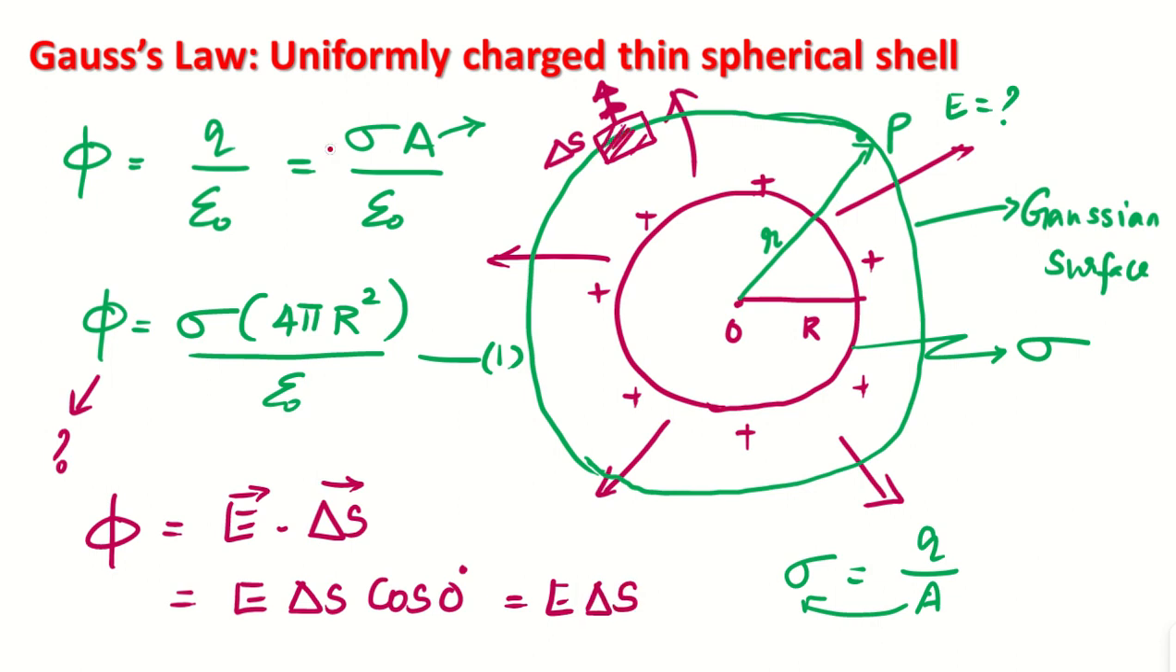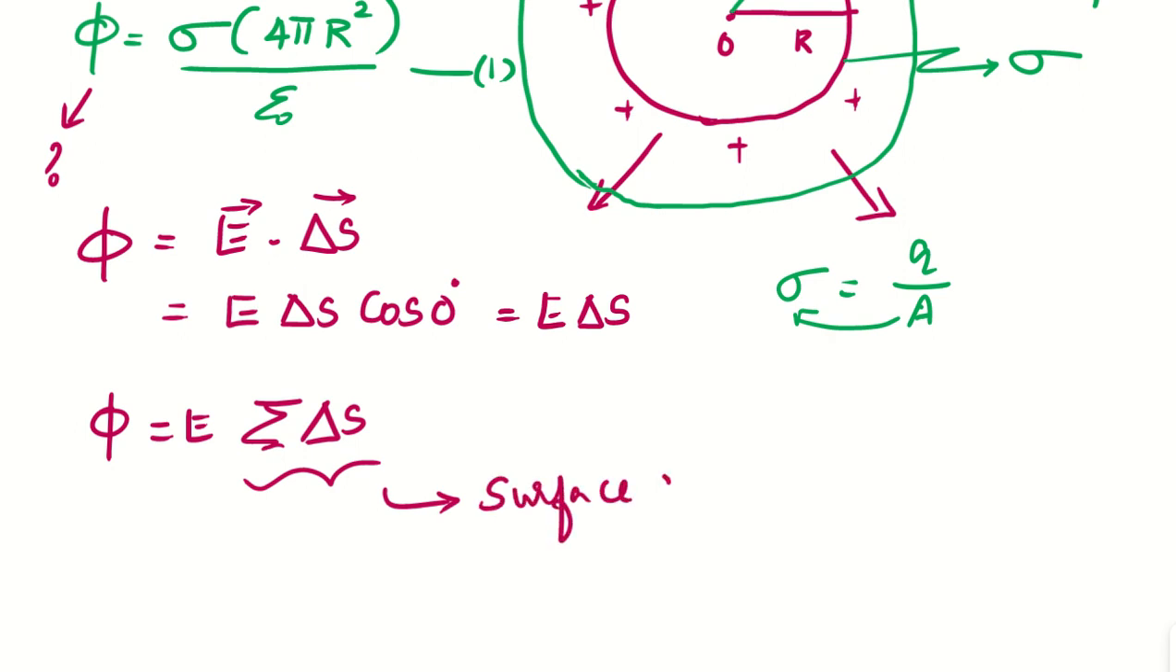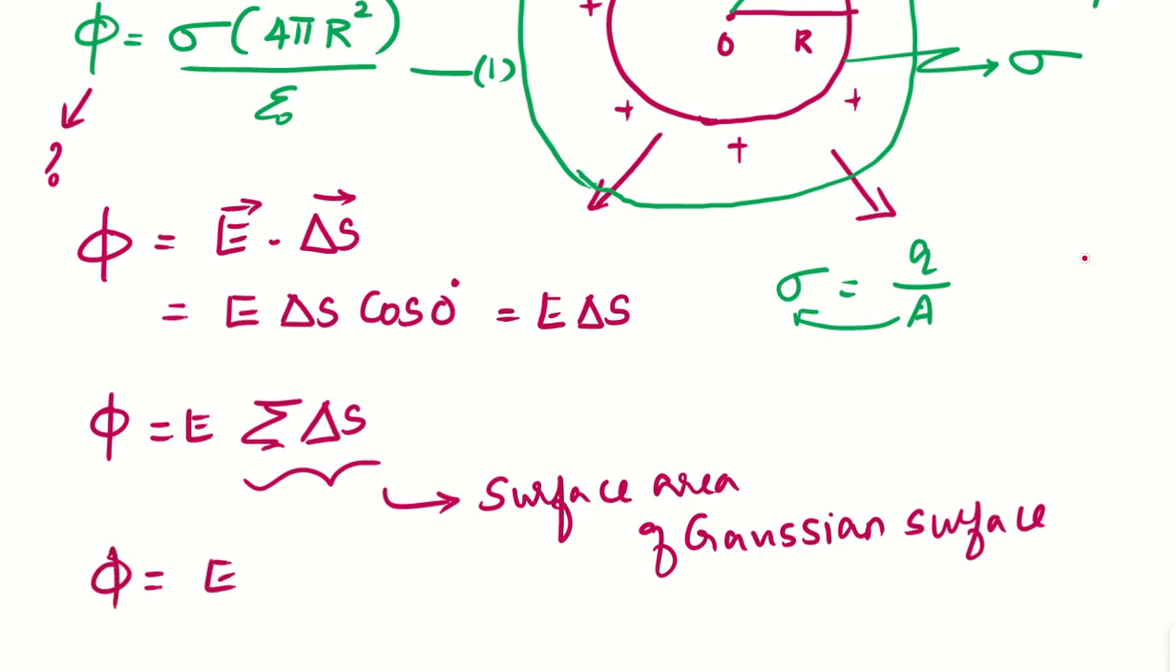So like this, only a small area we have taken. If you consider the entire Gaussian surface, we have to sum all the surfaces. So we write phi equals E sum over delta S. This sum over delta S is the surface area of the Gaussian surface, the Gaussian sphere. The surface area of the sphere is 4 pi r squared, because the radius of the Gaussian surface is small r. So phi equals E into 4 pi r squared. Keep this as equation 2.